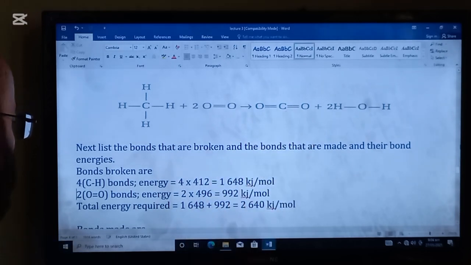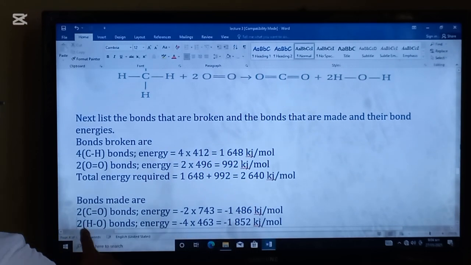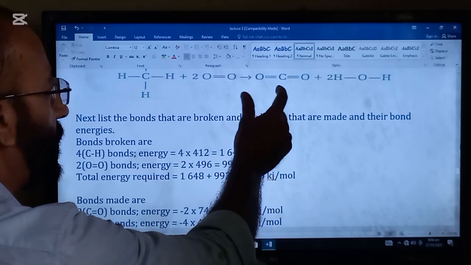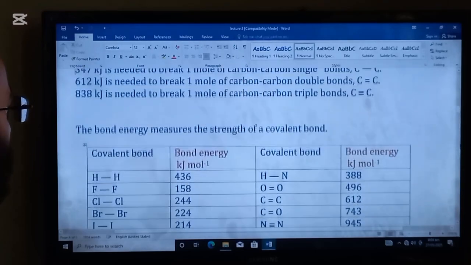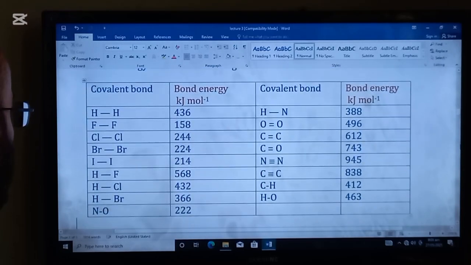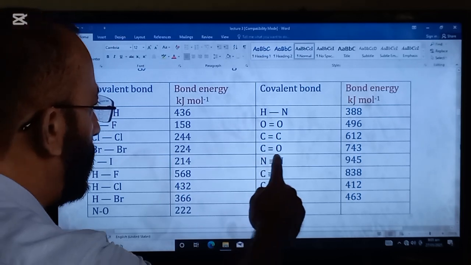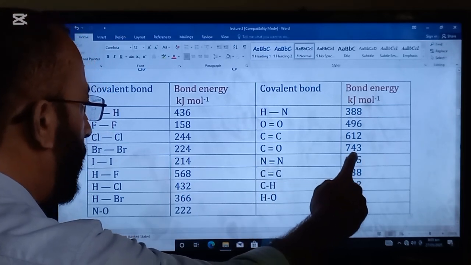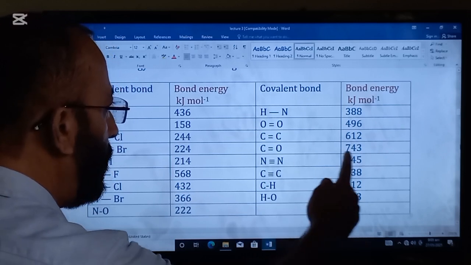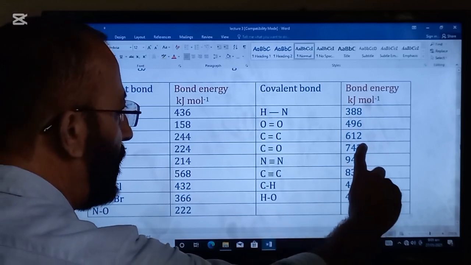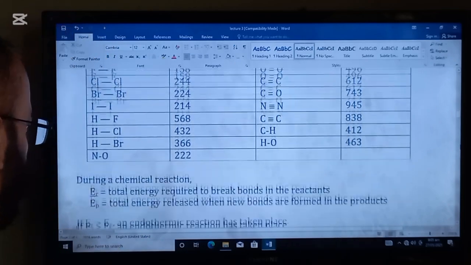On the right side, we have 2 C=O bonds and 2 O-H bonds. So we want the C=O and O-H bond energies. So this is the C=O bond energy and here is the O-H bond energy. So C=O and O-H bond energies will be taken from here to put in the equation.